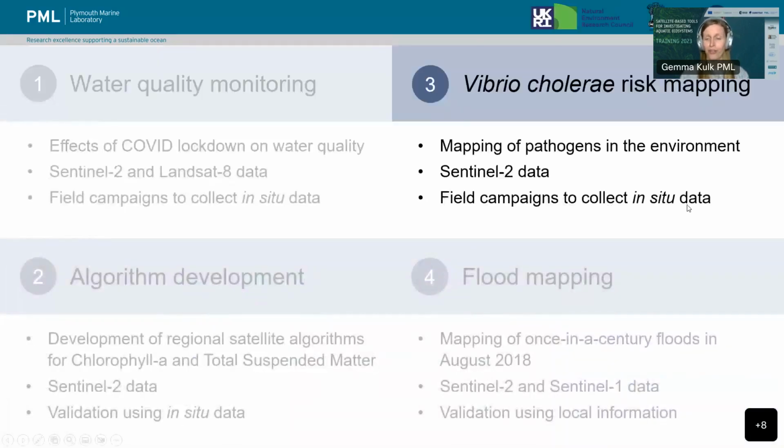I'll move on to our third case study, which is focused on the mapping of Vibrio cholerae bacteria in the environment. Shuba already provided many examples of how satellite data can be used for studying waterborne diseases in relation to human health. And I will focus on our own work in Lake Vembanad, where we developed a local algorithm to map the risk of Vibrio cholerae in the environment using one of the water quality indicators, which is chlorophyll A.